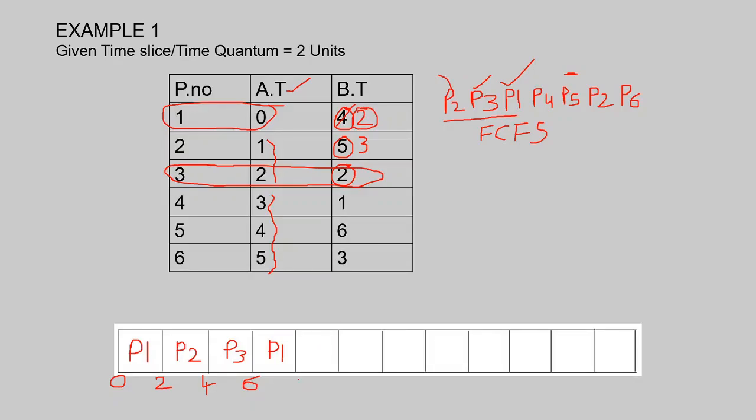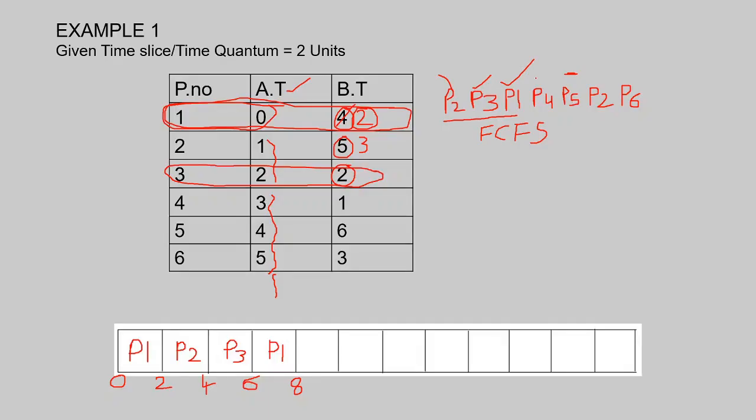So 6 plus 2, it is 8. So now P1 will complete its full execution. As P1 has completed its full execution, don't send P1 to the queue now. Further, no other processes have arrived when P1 was executing.